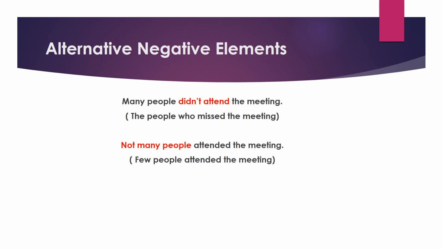In the first sentence, when we say many people didn't attend the meeting, we are talking about the people who missed the meeting, who didn't come to the meeting, and we want to tell you that they were many. But in the second sentence, not many people attended the meeting, we are talking about the people who really came to the meeting, and we want to tell you that they were not so many in number, they were few people who attended it.